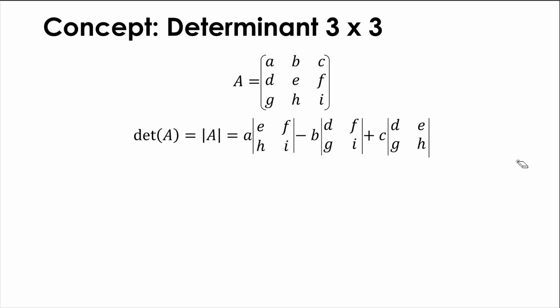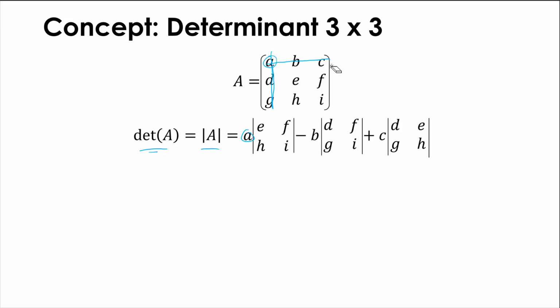Now my notes here on the left look the same, right? So det A, and what kind of looks like absolute value A, right? Except now what we're doing here, I've got A, B, and C outside of these 2 by 2 matrices. So when I look at A here, what I'm doing is think about crossing out the row and column that A is in. Now what's left over is this 2 by 2 matrix E F H I, which is what I have here.